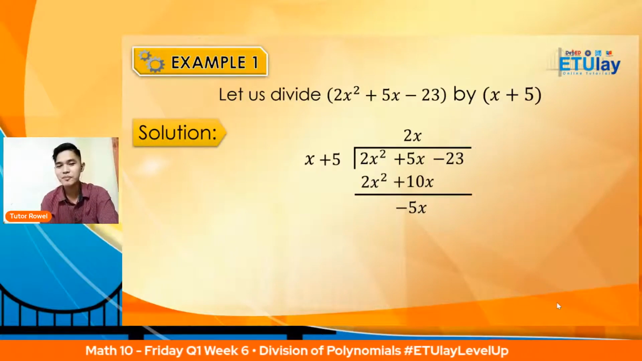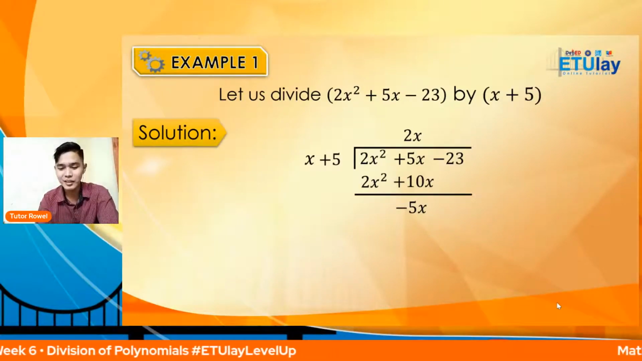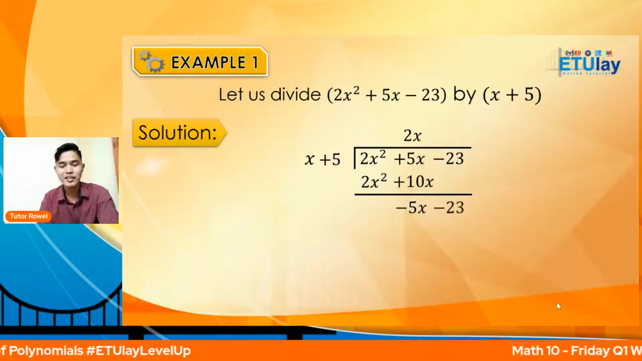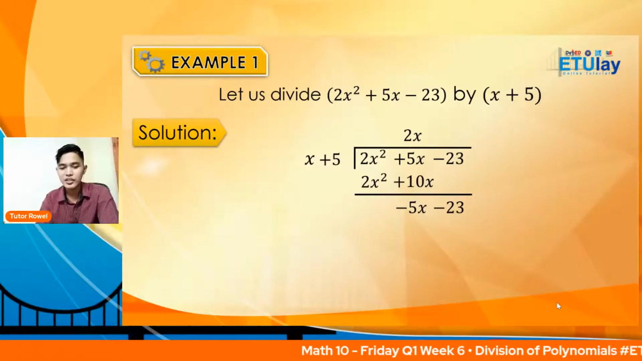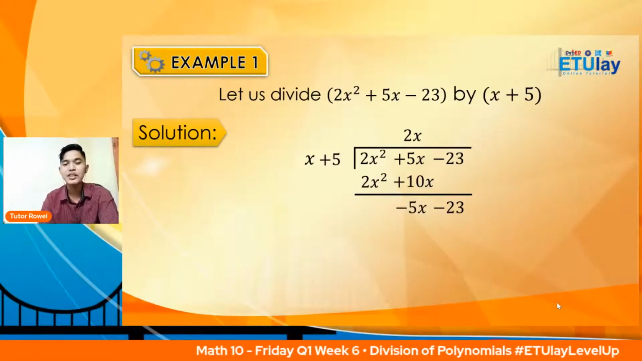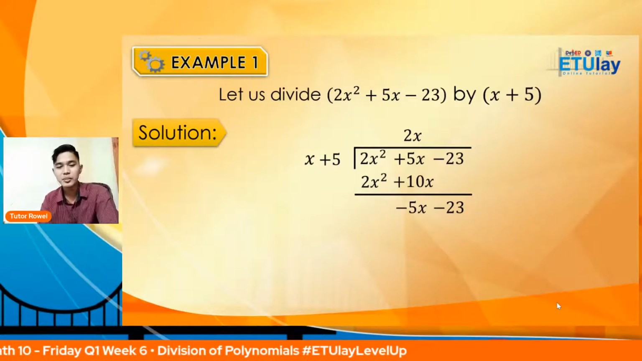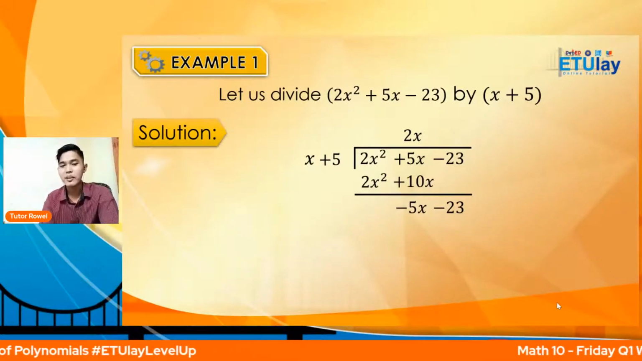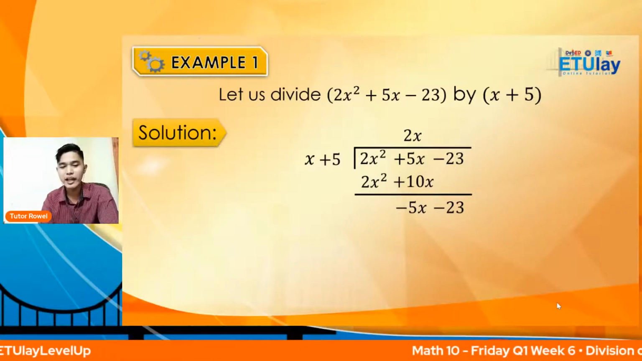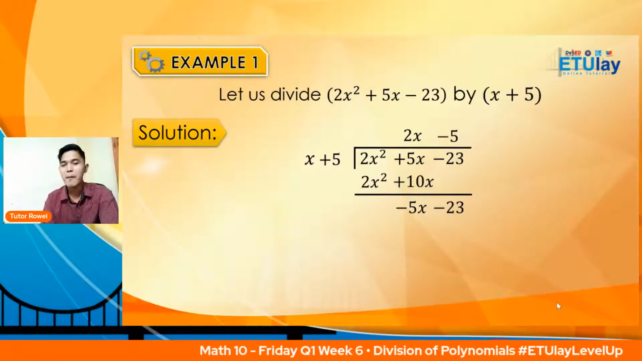What is next? We will bring down negative 23. O, sunod, uulitin lang natin yung process. So, si negative 5x, i-divide natin by x. So, since pareho sila x, pareho 1, mawawala na yung variable. Matitira na lang si negative 5. So, negative 5x divided by x will be negative 5.